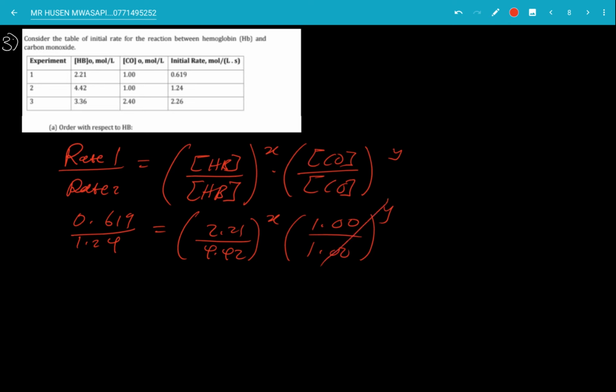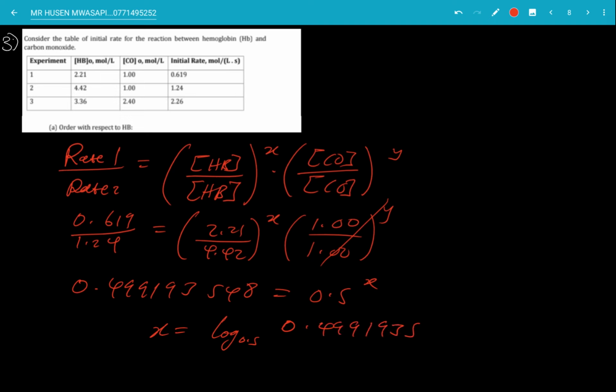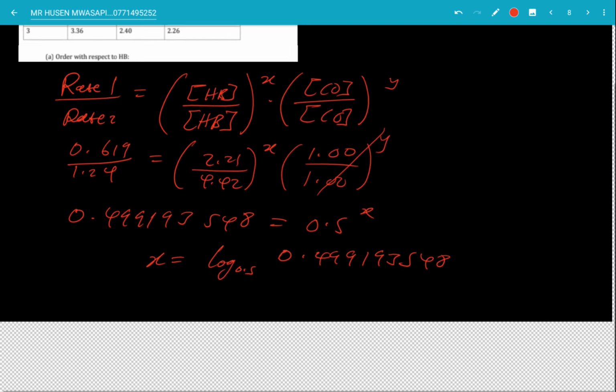So this cancels out. Basically, it cancels out. So if you compute this, you have 0.4991935 4 8 being equal to 0.5 to the x. If you apply the logs, because log base answer equals to power, you will end up having x being equal to log of 0.5 by 0.4991935 4 8. So here we know what to do.